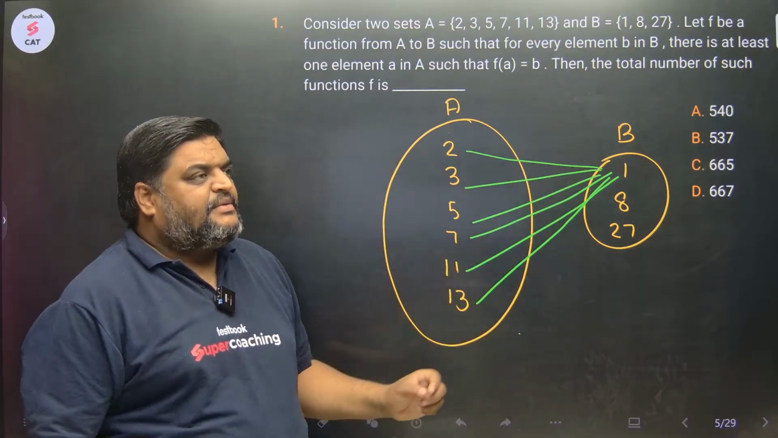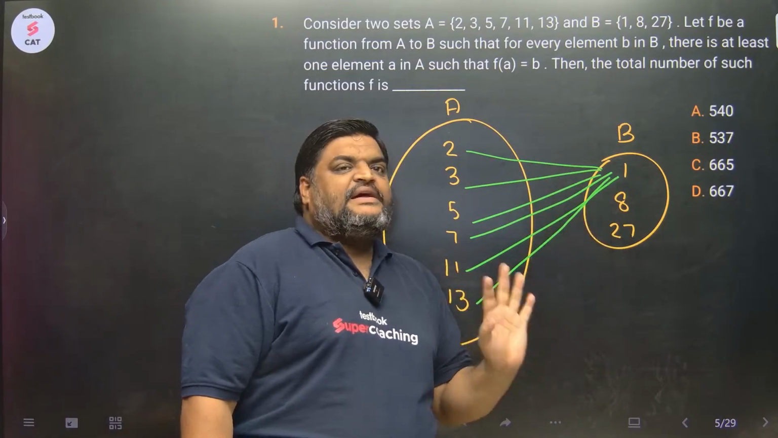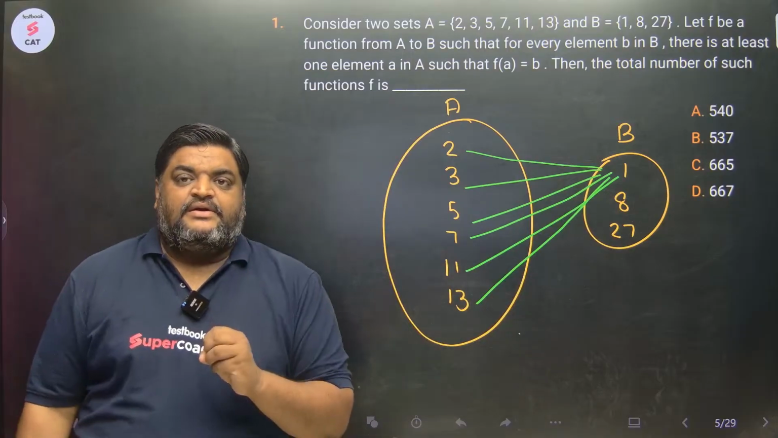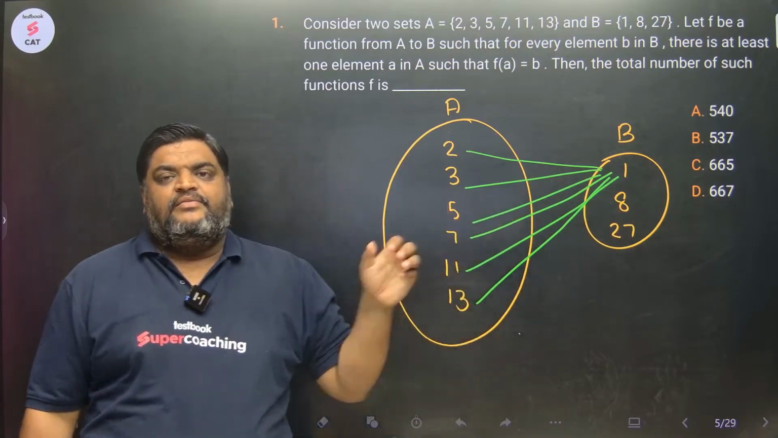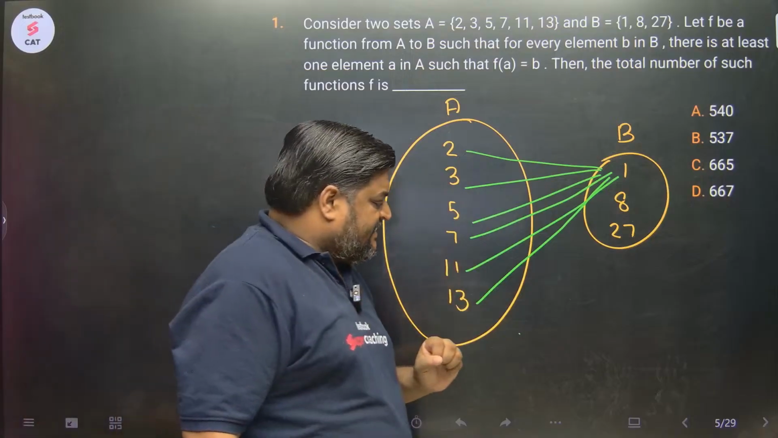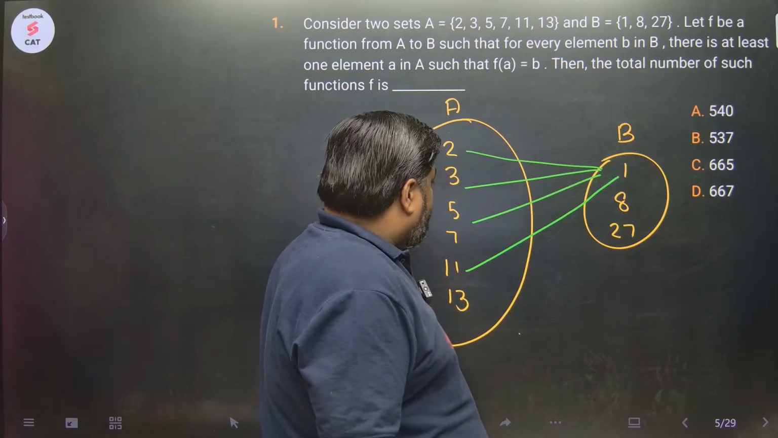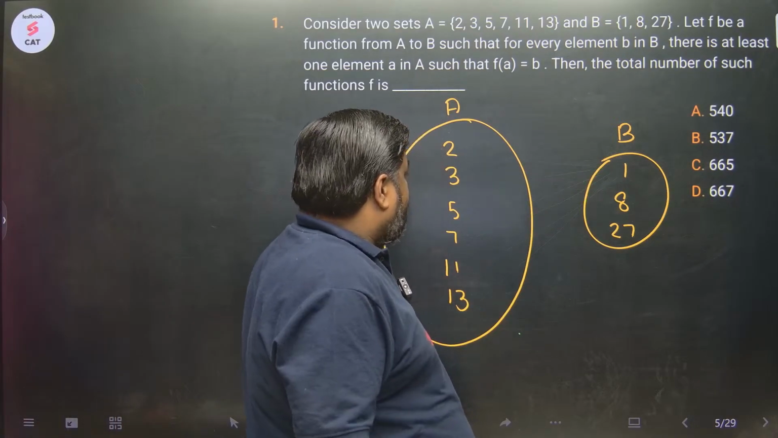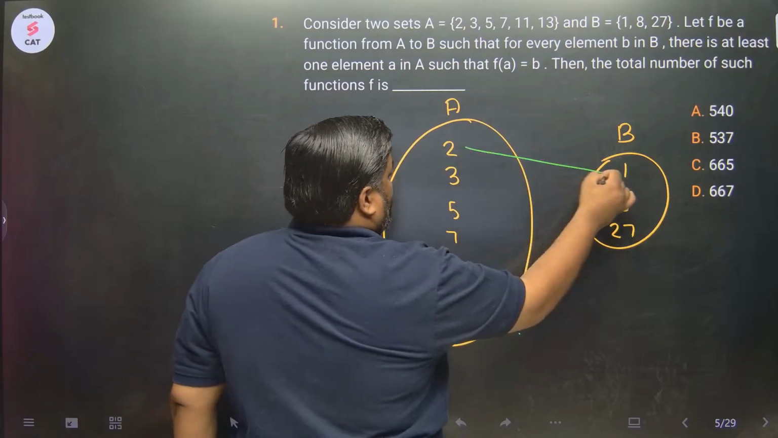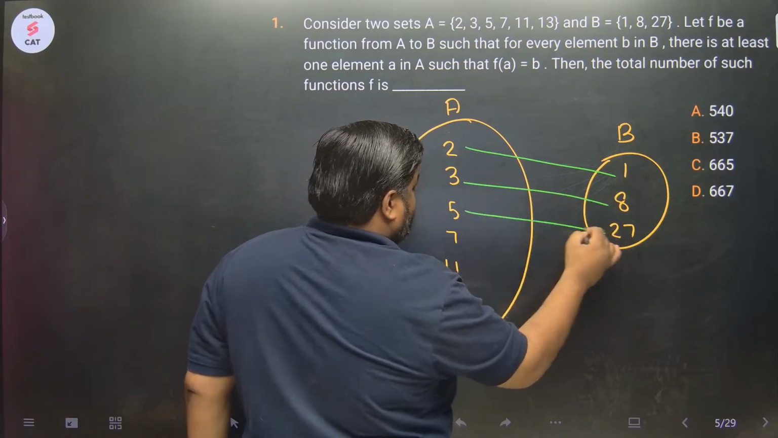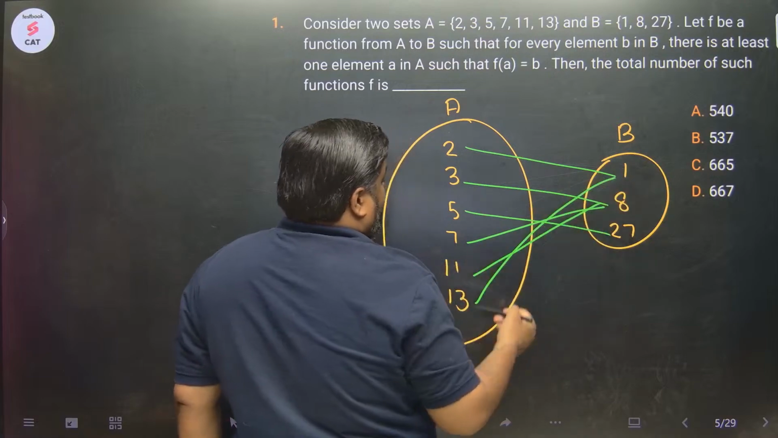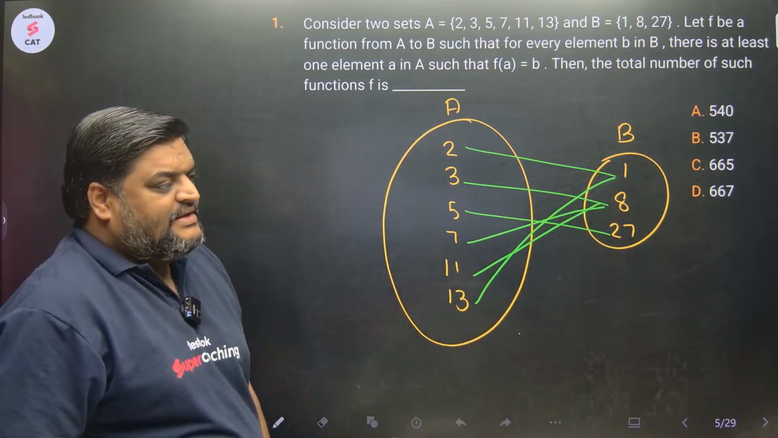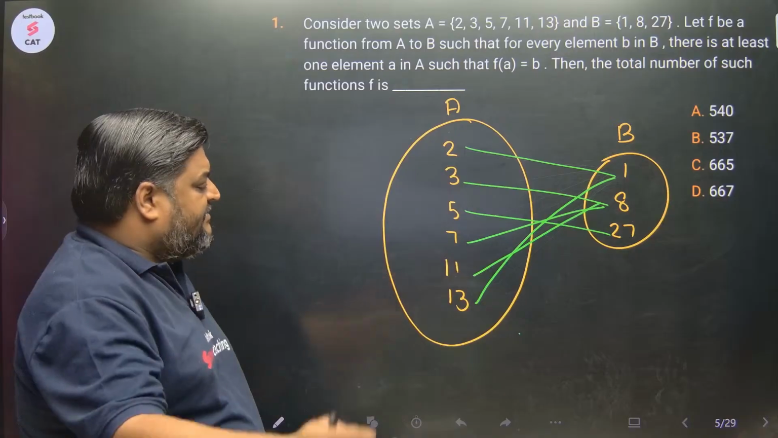In this case, what is the problem? 8 and 27 are not mapped with any element in A. So all the elements in B must have at least one image in A. Bolo yes sir. So that's the case. This is not allowed. What is allowed? Sir, this. उसके बाद कुछ भी होगा, it works. And everything else works, right? All the elements in B should have at least one image in A.